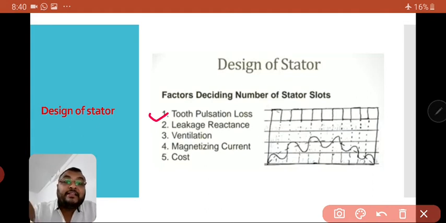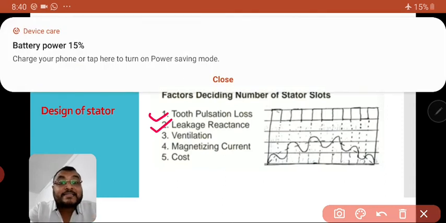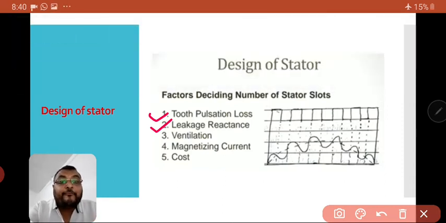Okay, the next one is the leakage reactance. The second point considered is the leakage reactance. What we are discussing here are the factors deciding the number of stator slots. In the second point there is the leakage reactance. So what is leakage reactance and how will it affect the design parameters of the machine?